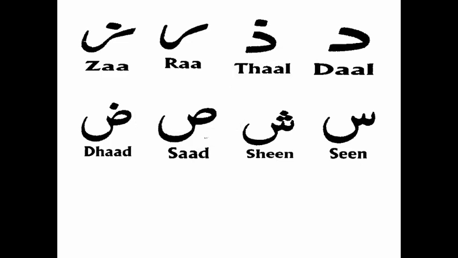Well done. So now let's quickly run through all the new letters that we have learned today. So repeat after me. Dal. Dhal. Ra. Za. Sin. Sheen. Swad. Dwad. Well done. I will now pass on to Qari Hanif Saab, who will do a little recitation from the Quran.